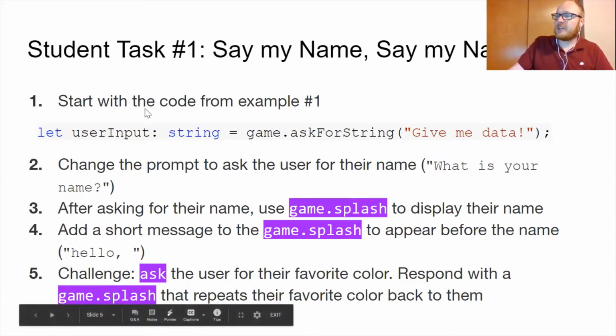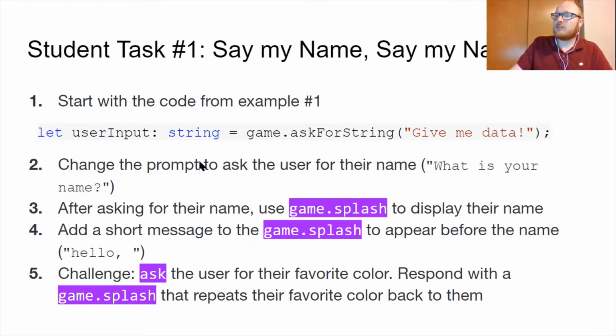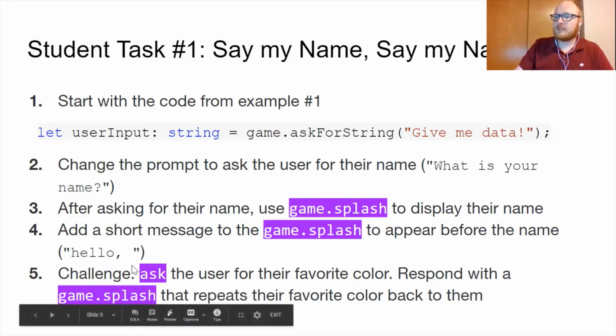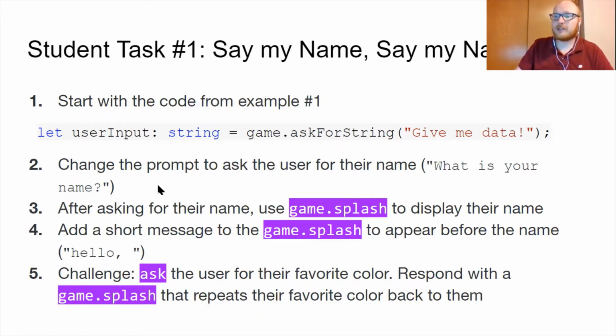So here's the first task I want you to do. Start with the code from example 1, just like I showed you. Change the prompt to ask the user for their name, like by saying, what is your name? After asking for their name, use game.splash to display their name. Add a short message to the game.splash to appear before their name, such as hello. And then, if you want a challenge, why don't you ask the user for their favorite color as well? Respond with another game.splash that repeats their favorite color back to them.